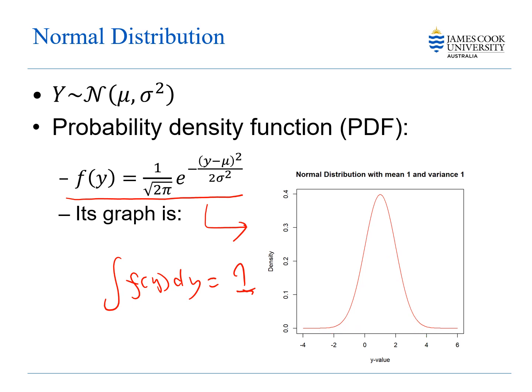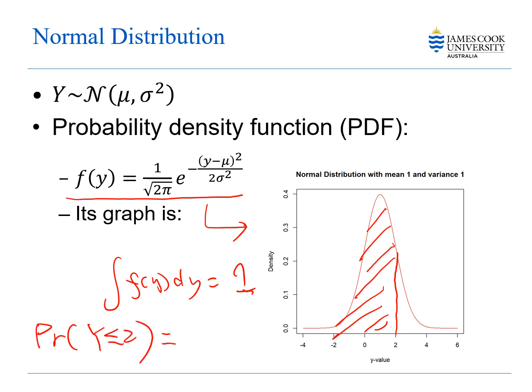We can also calculate, say, the probability of Y less than or equal to 2. This is the region here. So the probability that Y is less than or equal to 2 is the integral from negative infinity up to 2 of this density function, the PDF. That's the probability density function.